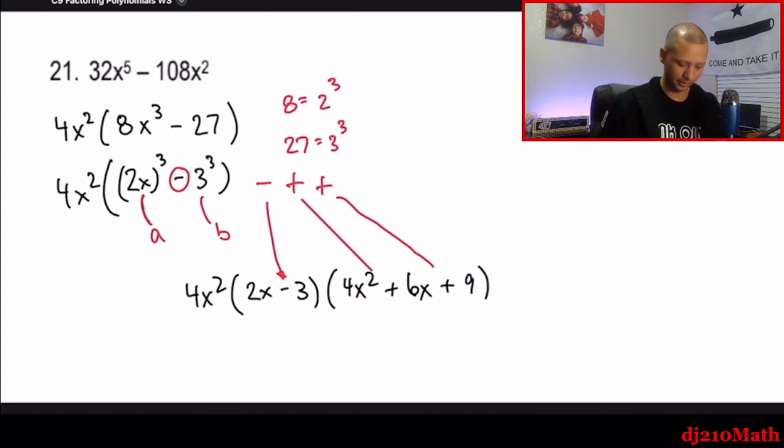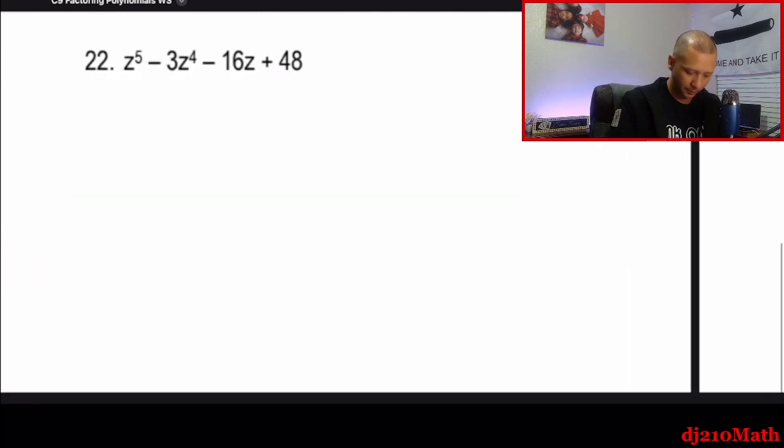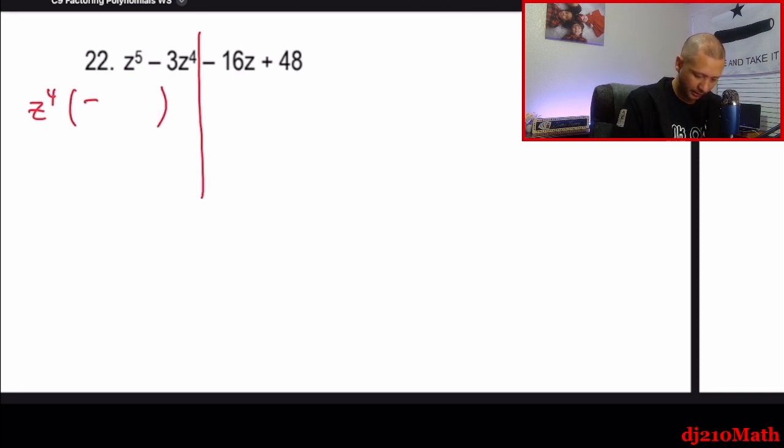Okay, yeah, that's good. All right, 22. Split it down the middle, without hesitation. Left-hand side, the left 2, z to the 4th. What's left behind? Z minus 3. Okay. Z minus 3, that's what we need to show up on the right. Z minus 3.